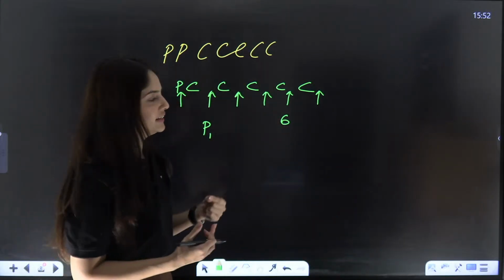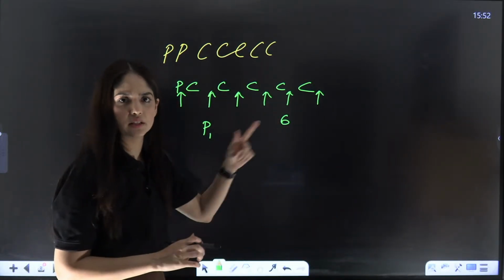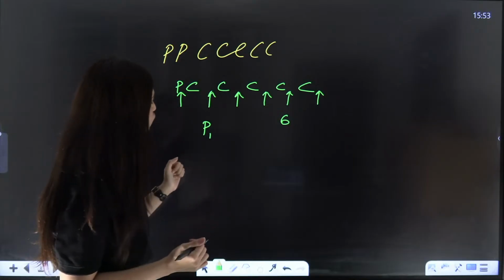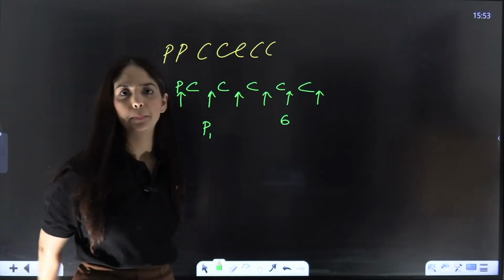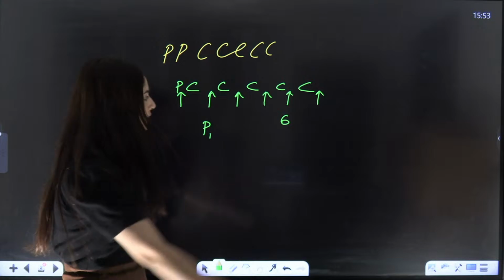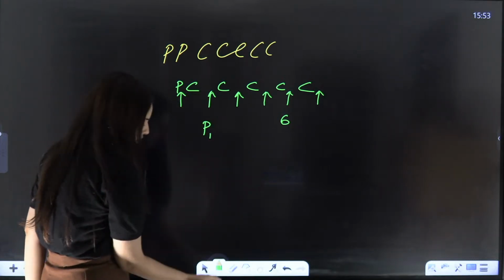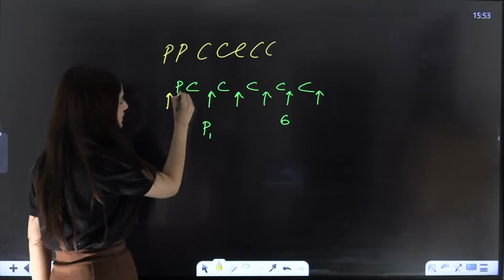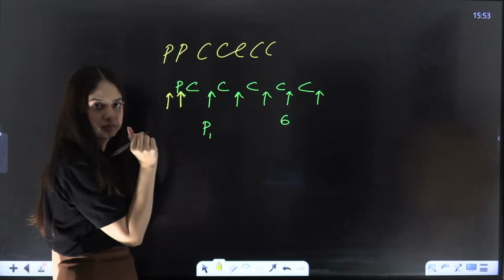Right? First we place the P out of these 6. Right? Now, where can the second P go? We will not count this and this separately. Right?